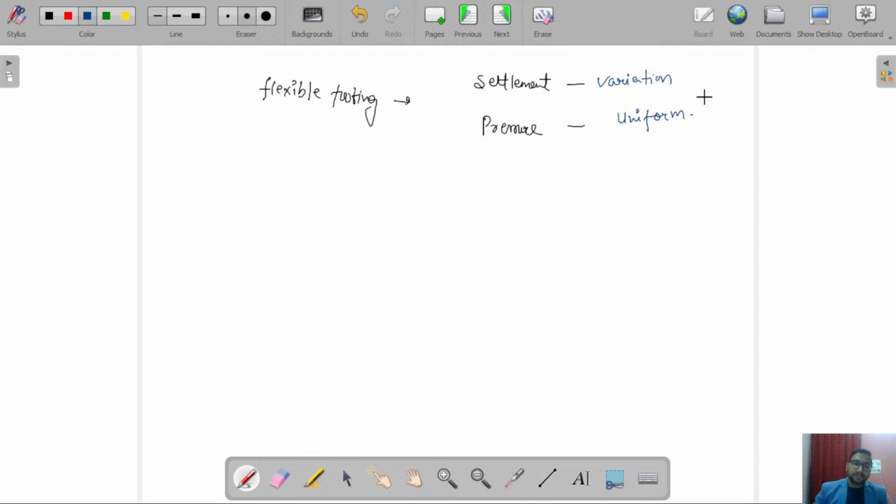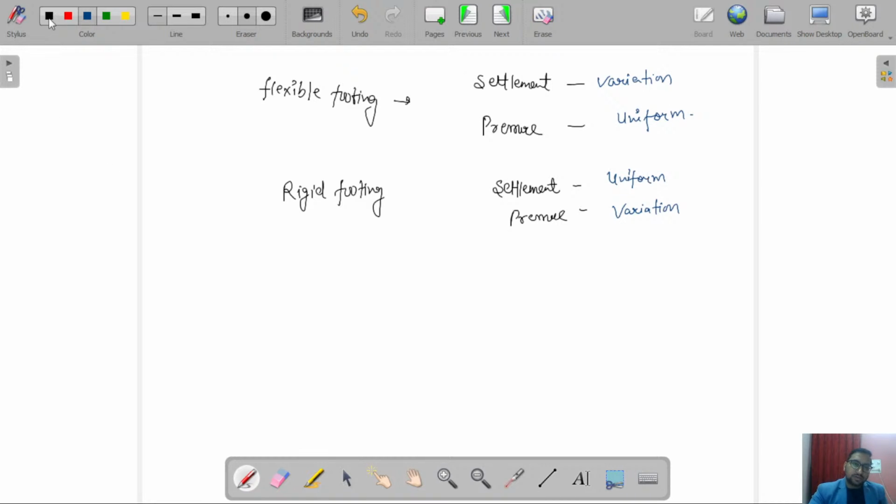Yes, right. Oppositely, if I say it is a rigid footing, what about settlement and pressure? Now in this case, you will find there will be uniform settlement and there will be variation in pressure.